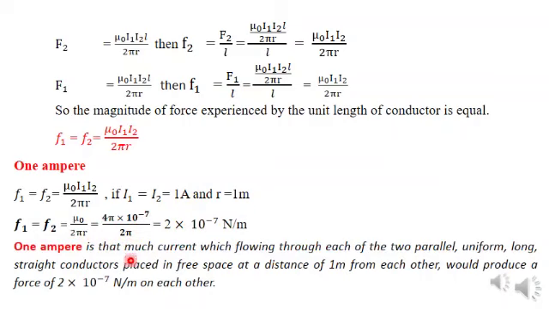So 1 ampere is that much current which flowing through each of the two parallel uniform long straight conductors placed in free space at a distance of 1 meter from each other would produce a force of 2 into 10 raised to minus 7 Newton per meter on each other.